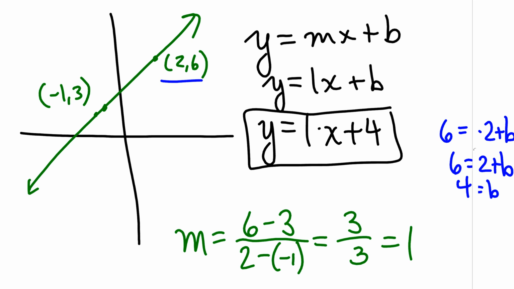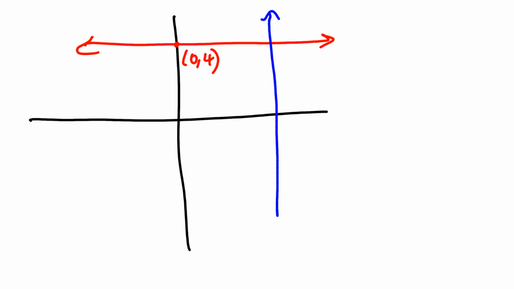So one other thing before we're done with this. What happens if the line is horizontal, maybe with a y-intercept of 4, or what happens if the line is vertical, maybe with an x-intercept of 5? How do we find equations of horizontal and vertical lines? Well, in this case, it's pretty easy.